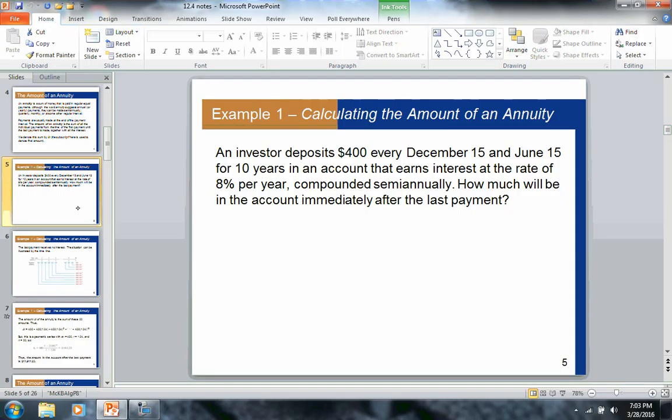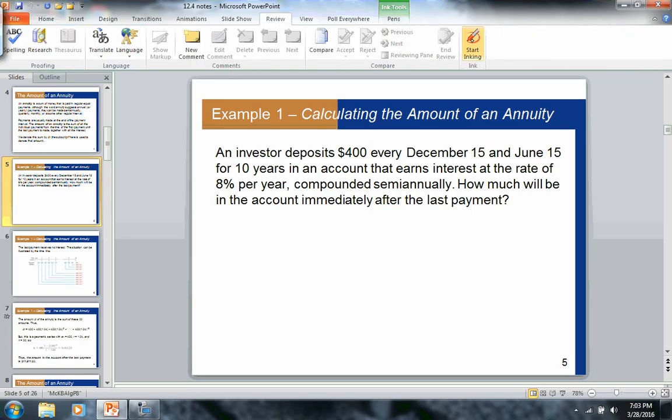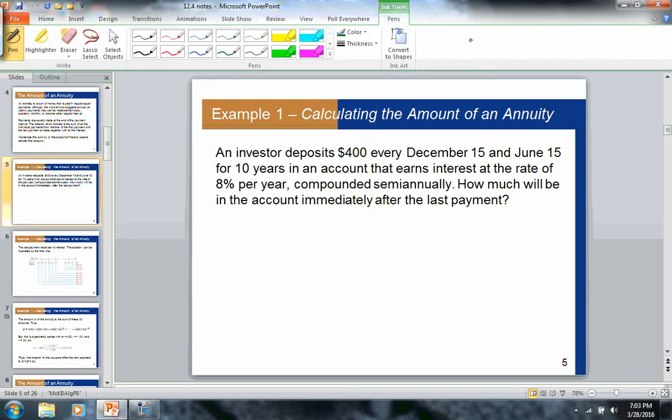Now, if it's 8% for the whole year, and he's doing this twice a year, that means that it's 4% each time because it's compounded semi-annually. That's our next key phrase there, that it's compounded semi-annually. So how much will be in the account immediately after the last payment? So what we're doing here is we're trying to figure out our final amount.